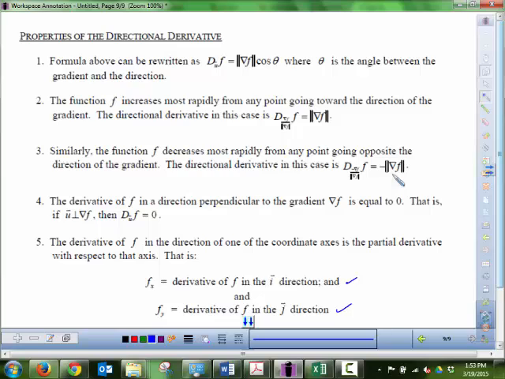Okay, should we squeeze in another example? No. This is enough to deal with, right?